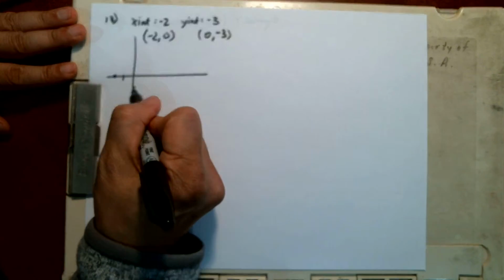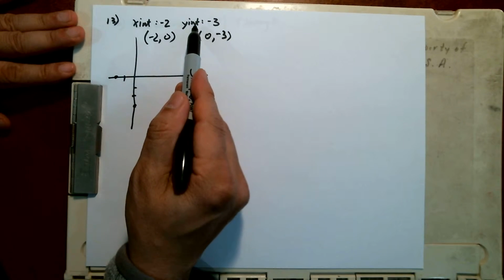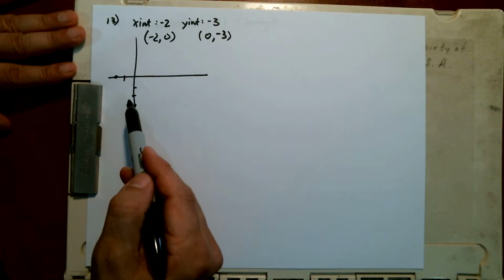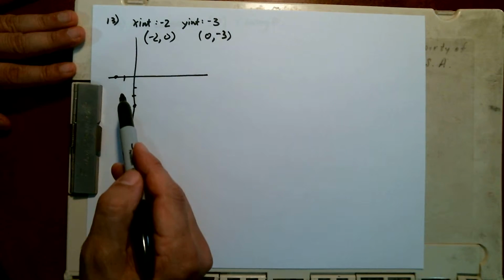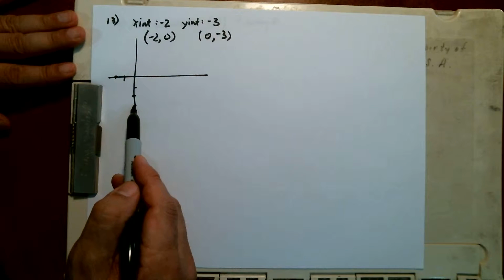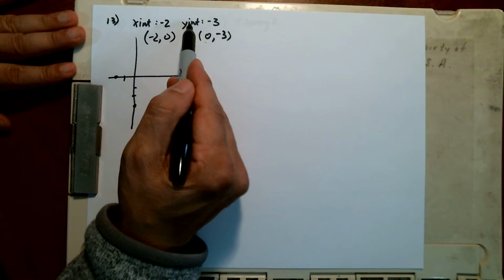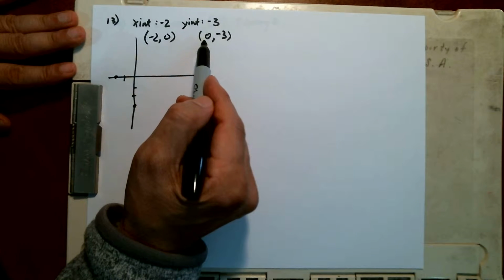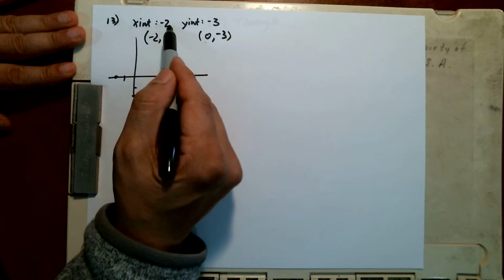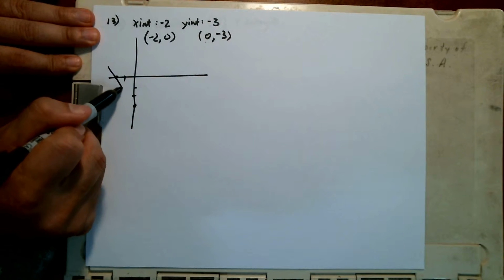Y-intercept is negative 3, which means it's going to be 0 comma negative 3. Think about that. 1, 2, 3. Let's think about this a little bit. Y-intercept is negative 3. It's along your y-axis. And where does a graph cross the y-axis? At negative 3. So the x value must be 0. So whenever they give you a y-intercept, make sure you plug in a 0 for your x. Vice versa, if they give you an x-intercept, your y value is going to be 0. And so here's what the graph's going to look like.